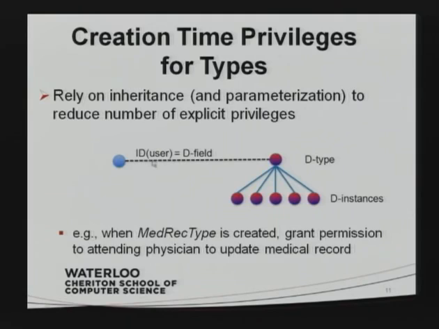At the time that I create the type, I will specify that the ID of the user has to match one of the fields in the data type that I've just created. So by using a parameterized type, a parameterized permission at the time that I create the type, then I don't necessarily have to create permissions every time I create an object of that type.